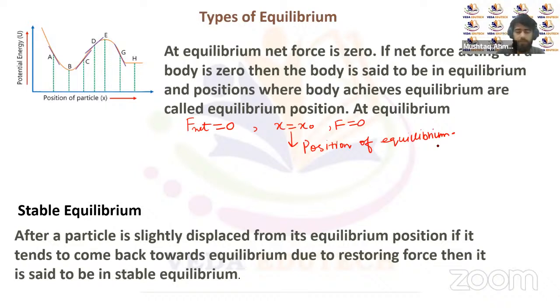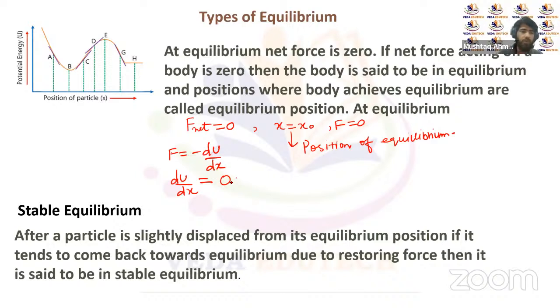Now we know that in case of conservative forces, the net force acting on the particle can be written as F is equal to minus dU by dx. So at equilibrium position, dU upon dx, that's the first derivative of potential energy with respect to position, should be equal to zero at the equilibrium position. So dU upon dx will be zero at equilibrium position.